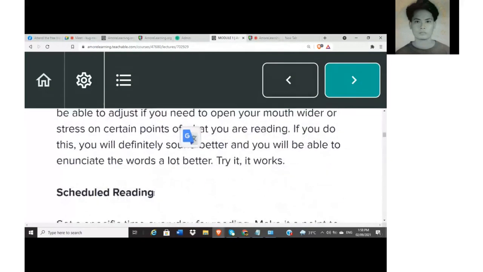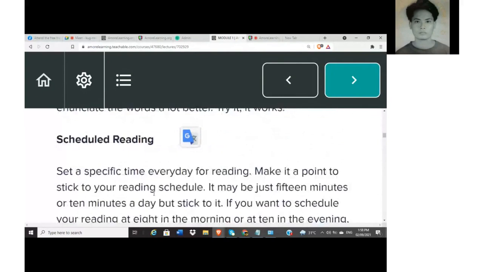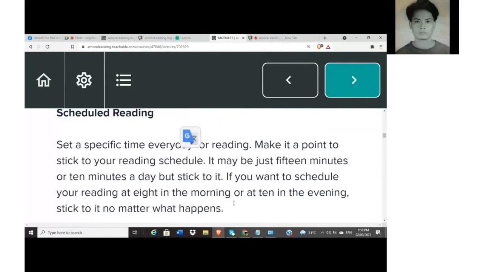Schedule reading. I already mentioned that earlier, but I'll try to read this for you. Set a specific time every day for reading. You could choose 1:30, 9:30 p.m., 9 p.m., whatever is most convenient for you. Okay, make it a point to stick to your reading schedule. It may be just 15 minutes or 10 minutes a day, just stick to it. If you want to schedule your reading at 8 in the morning or at 10 in the evening, stick to it no matter what happens. So every day, stick to your reading schedule.